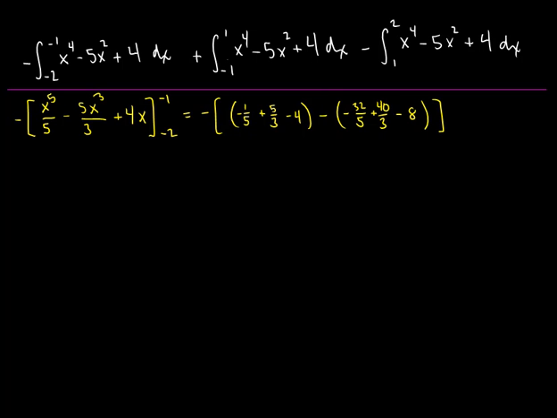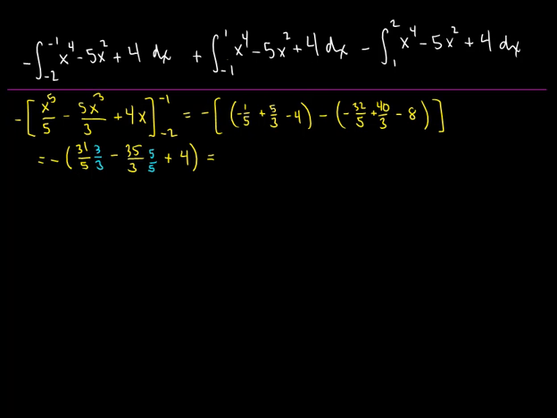So for example, the -1/5 minus -32/5 will give me positive 31/5. Of course, still with the negative on the outside. Then 5/3 minus 40/3 will give me -35, or minus 35/3. Then -4 minus -8 will give me positive 4. I'll leave a little space because I'm going to have to find a common denominator.